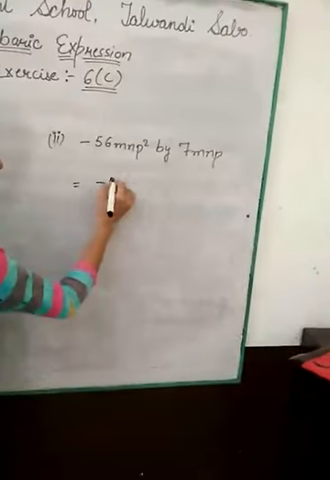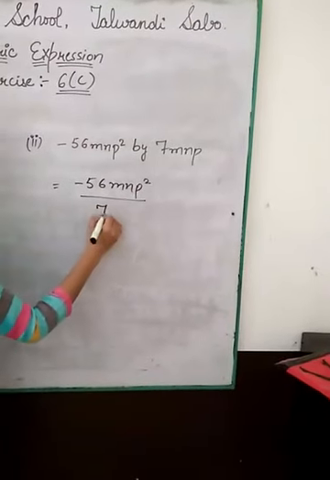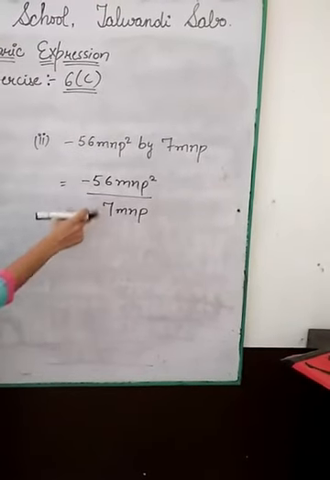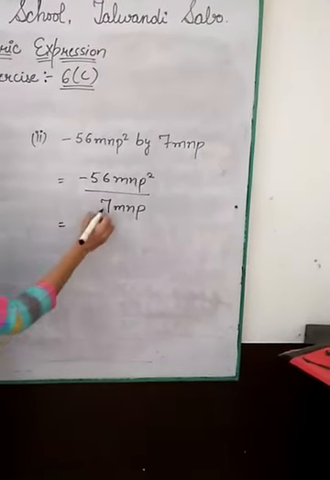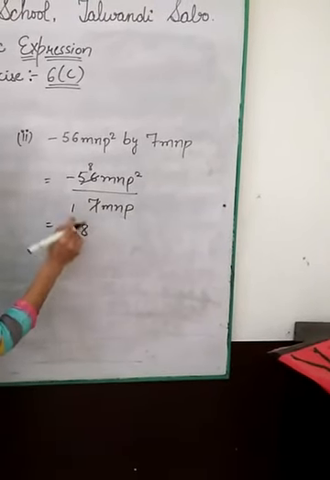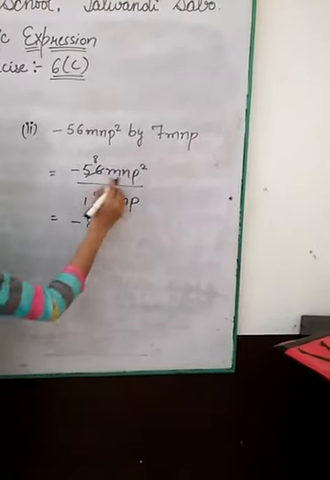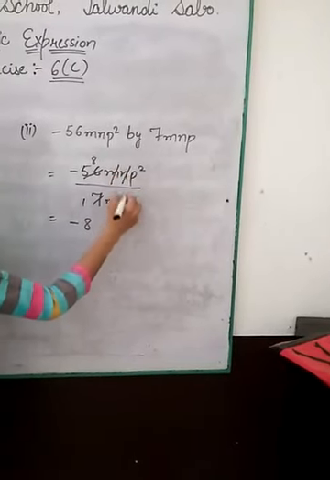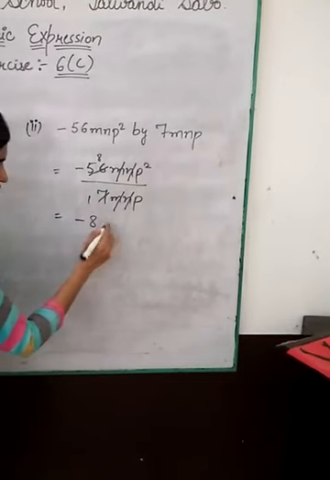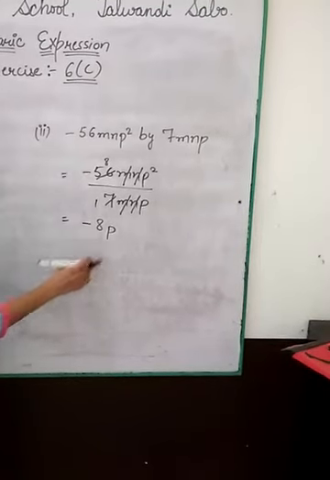Like we have given minus 56 m n p square. We want to divide it with 7 m n p. Then 56 and 7 both are coming in the same table. 7 ones are 7, 7 8s are 56, meaning minus 8 will come. This minus is not cutting from here. Minus 8. M we can cut with m, and n with n, and here 2 p's and downside is 1 p. From 2 we will subtract 1, we will get here 1 p. This answer is minus 8 p.